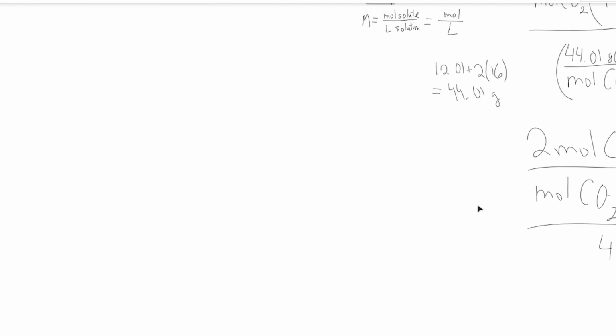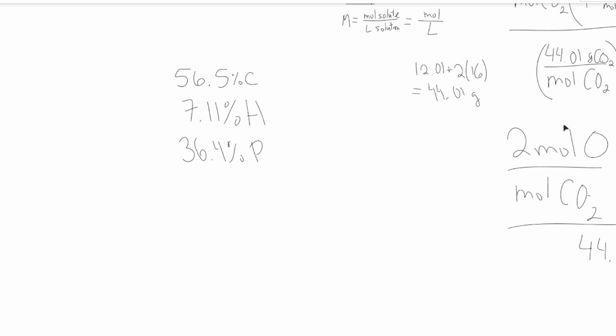We can also use percent composition to find empirical and molecular formulas. Here's an example problem. So let's say we have a compound that we have found to contain 56.5% carbon, 7.11% hydrogen, and 36.4% phosphorus. How can we find the empirical formula of this compound? Well, first we want to assume a 100 gram sample.